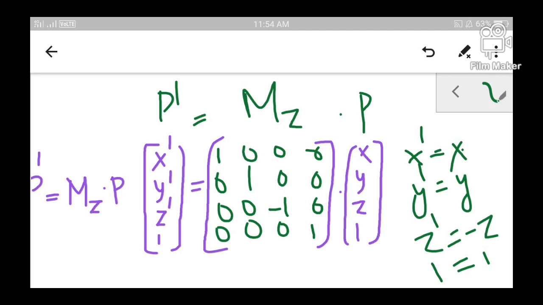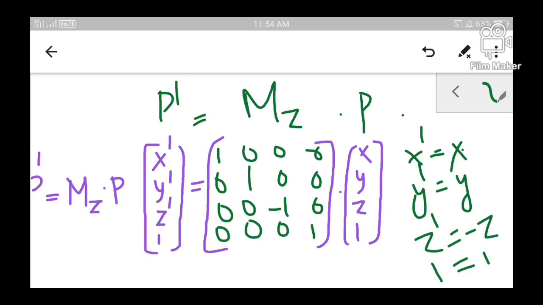And to get the last equation 1 equal to 1, there are no parameters related to x, y and z. So x, y and z, all three will be multiplied to 0, except the last term. Last term should be multiplied to 1. And we will get the equation 1 equal to 1. So this is how we write the equation and the corresponding homogeneous coordinates or homogeneous matrix.